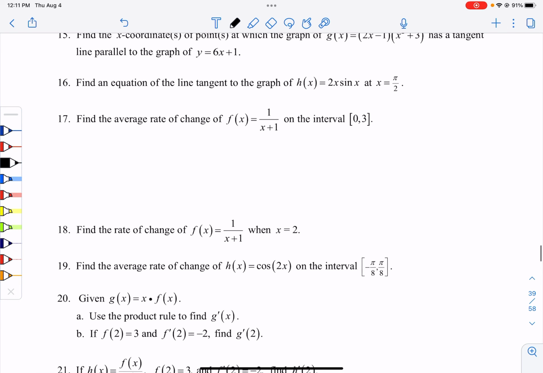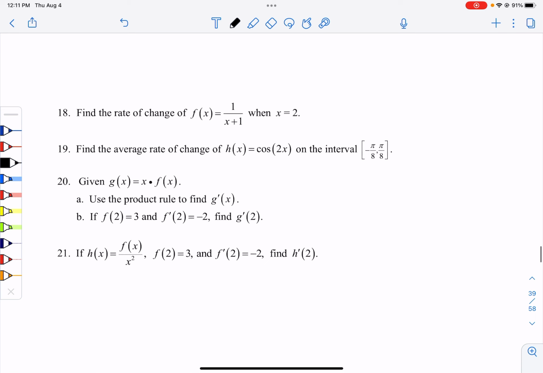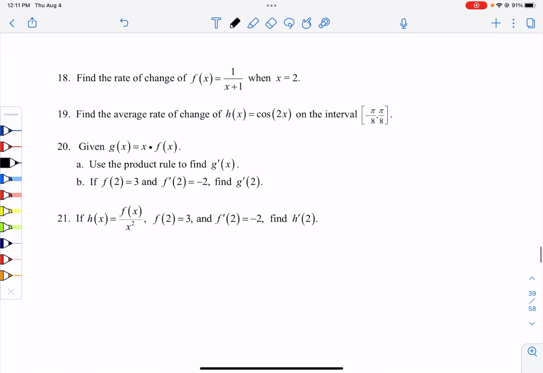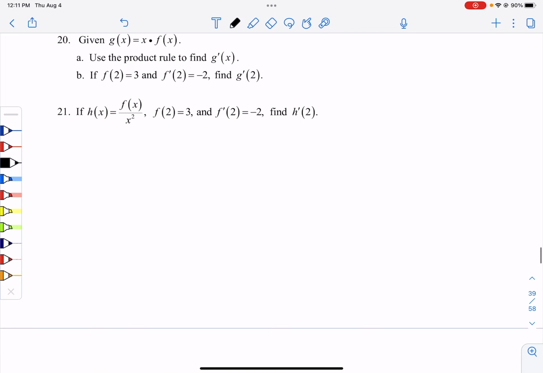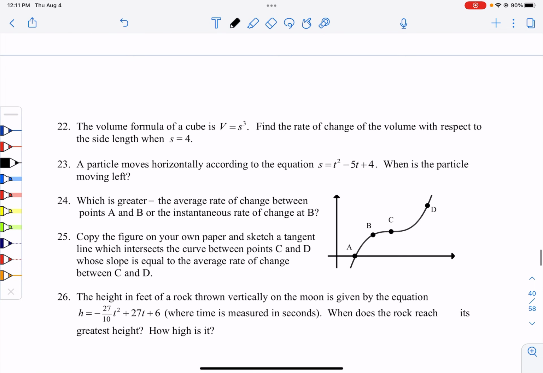You'll notice this homework is pretty long. It's giving you example problems from earlier homeworks, but now that you know the product rule and quotient rule, you can use that within the problems, okay? So for example, you're going to run into some of these like number 21. Now that you know the product rule, you can find h prime using the product rule. Use that as you do these problems.